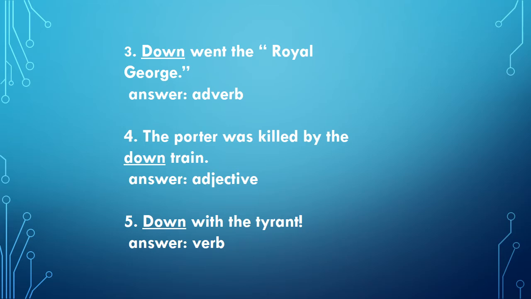Number 5. Down with the tyrant. Here down represents verb. Why so? Because it is trying to express an action of the fall of the tyrant. So, as down is here expressing an action, it is verb.